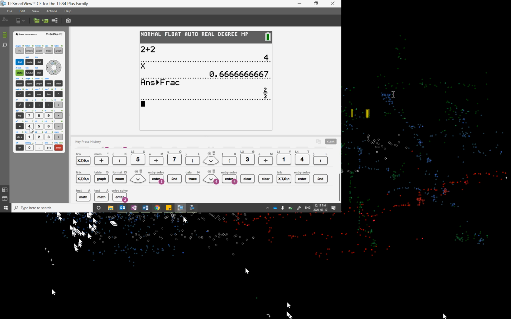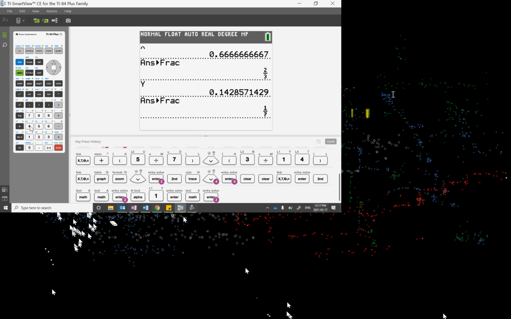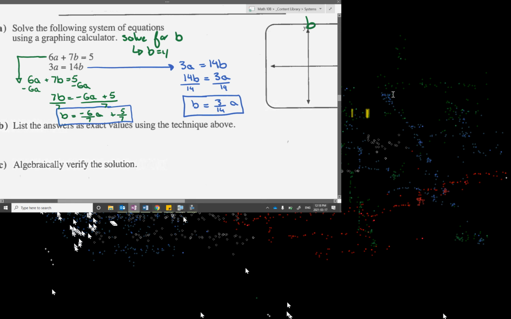How do you get the other one now? Right. 0.14. So for the y coordinates, you're going to go alpha, 1. So then your y coordinate goes there. Press enter. Then you're going to go to math, frac again, and it puts it as a fraction for you. Math frac is a super helpful thing for your next 3 years. So our coordinates are at 2/3 and 1/7.